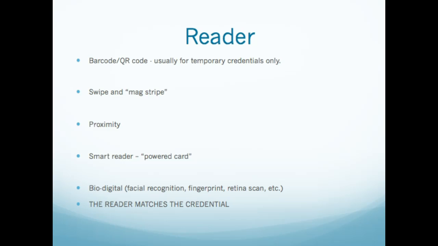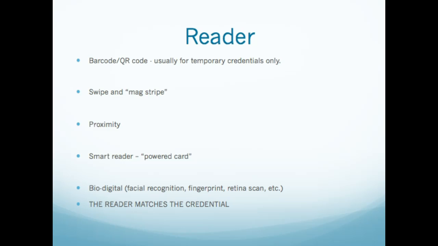So we talked about the credential. Now let's talk about the reader itself. There are different types of readers, right? The one you use on campus is probably a mag stripe reader, if there's a magnetic stripe on the back, a black stripe across the back of the badge, maybe that's it.